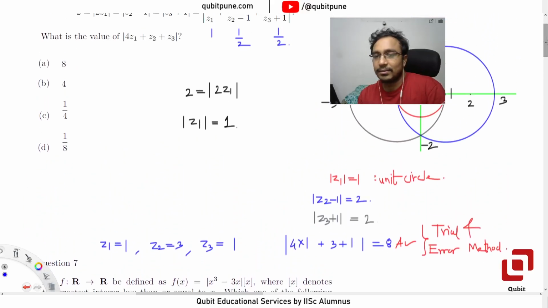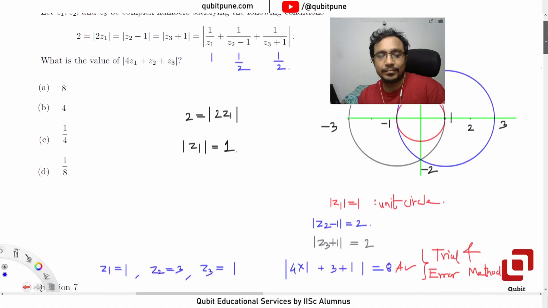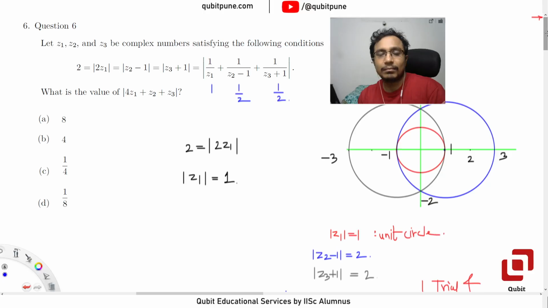Yes. Sir, we can use mod of z equal to z into z conjugate and do it that way, right? How? So we have mod of z1 equal to 1, z2 minus 1 equals 2, and mod z3 plus 1 equals 2. So we get z1 into z1 conjugate equals 1, or 1 by z1 equals z1 conjugate. And you do the same for the other two also.